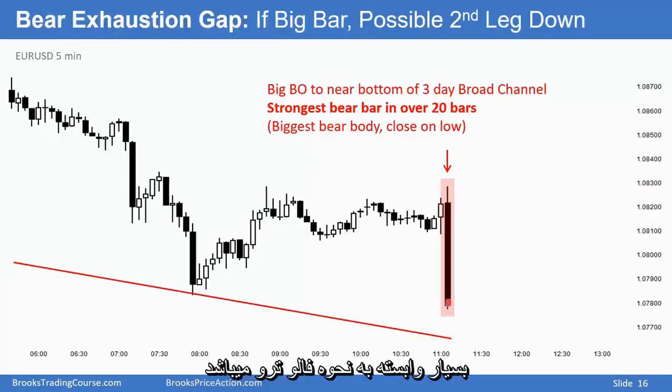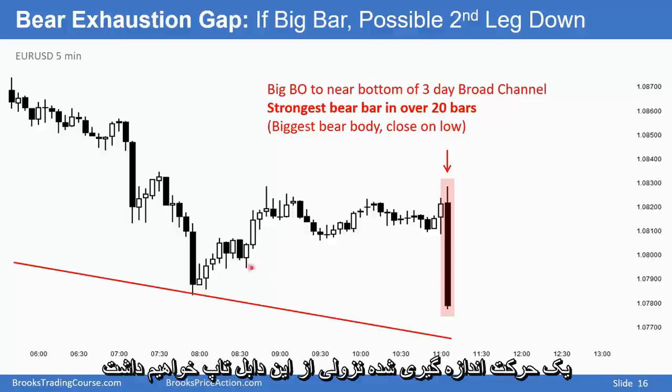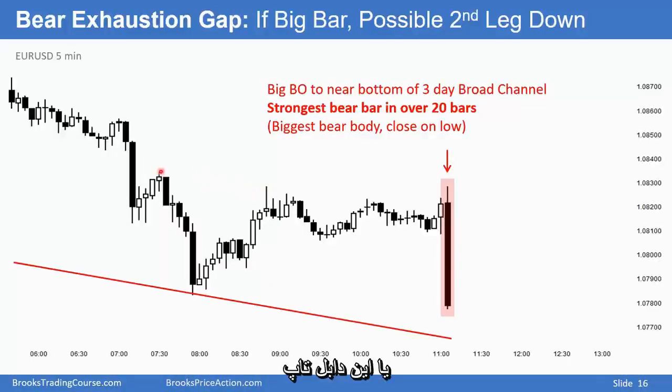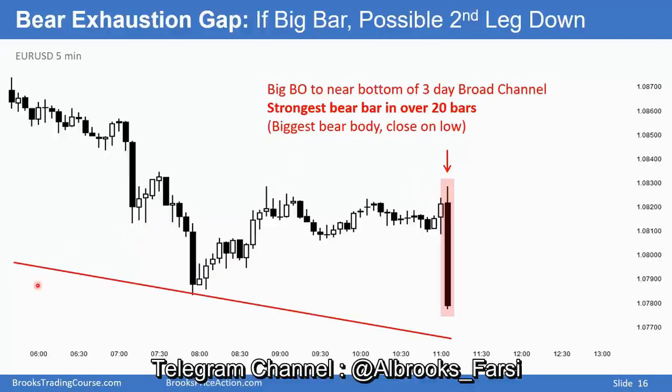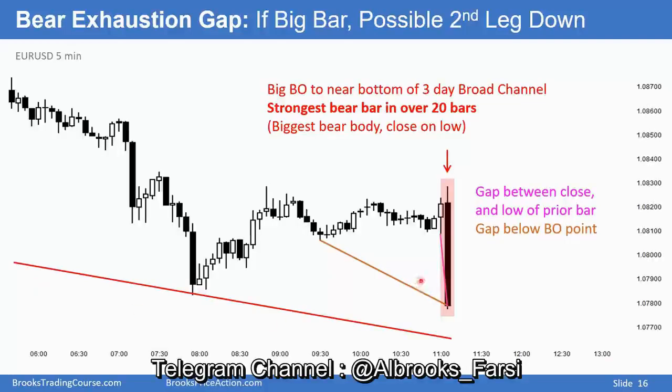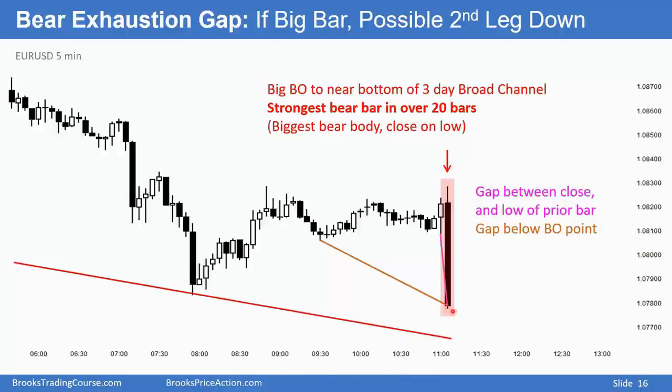A lot depends on what the follow-through looks like. If the bears have a second big bear bar, they probably, better than 50%, will get a measured move down from this double top, or this double top, or you can call it a triangle. 3 pushes up, 1, 2, 3, in a trading range. At the close of this bar, we have a gap between this close and the low of the prior bar, this close and this breakout point, and it looks like there's even a gap between this close and that breakout point.